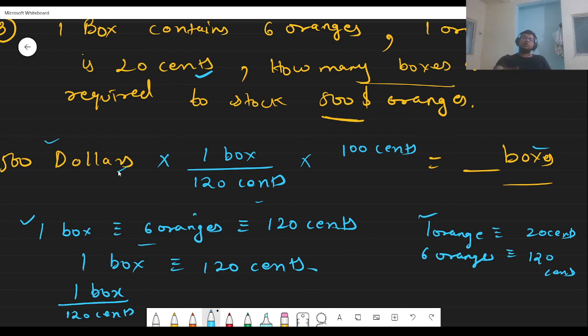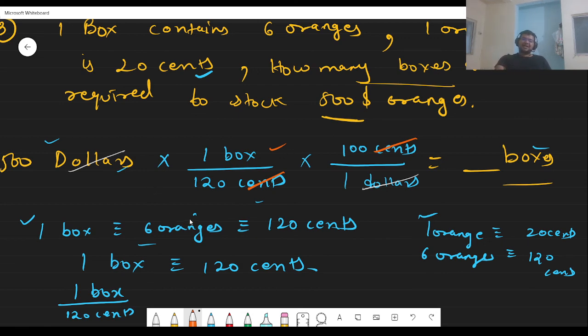Why is it not required here? Because I want to cancel out this dollar. That's why 100 cents. In the first question we took, I mentioned why I am taking 100 cents divided by how many dollars. Now we can easily do the calculation with math here. I can cancel this dollar and this dollar. Next, I can cancel this cent. And now I am only remaining with the box, so we are on the right path.